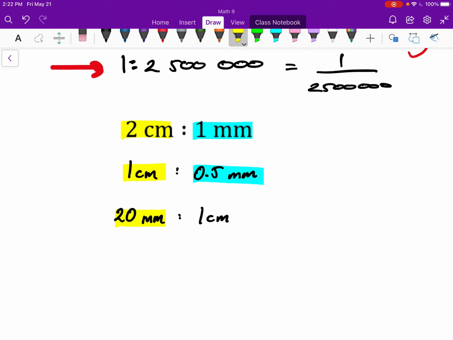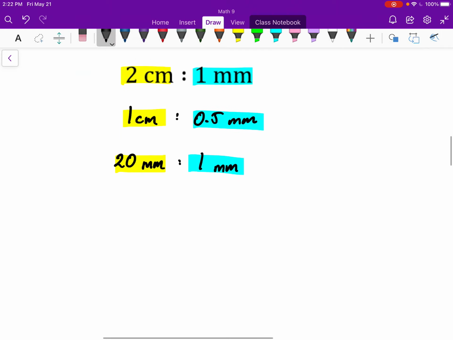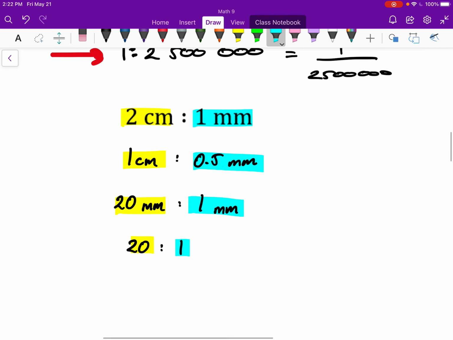And like before, once I have the same units, I don't really need to write, oh, sorry, that should be 1 millimeter, not centimeter. Once I have the same units, I don't really need to write the units anymore. So I can now write this as just 20 to 1. So that's my scale without units, which literally means, according to this scale, everything on my diagram is 20 times longer than the actual distance in real life.